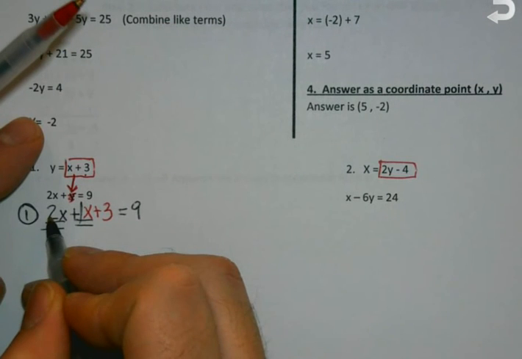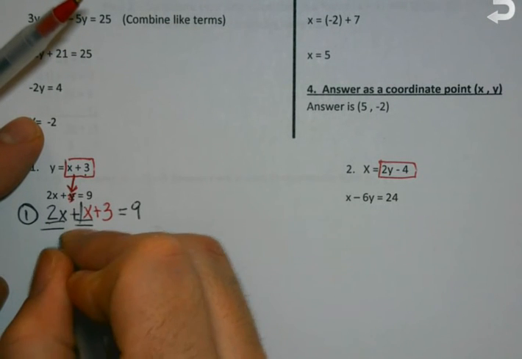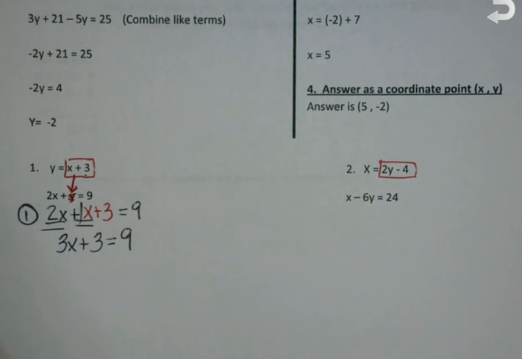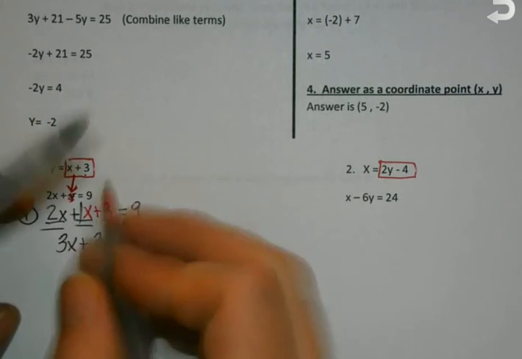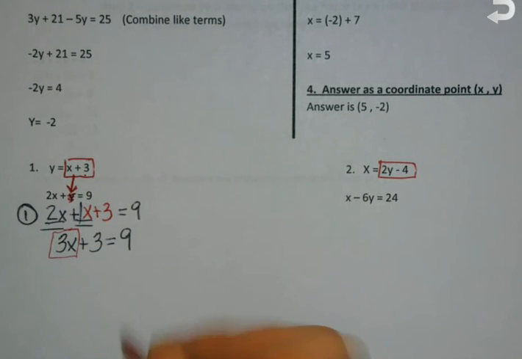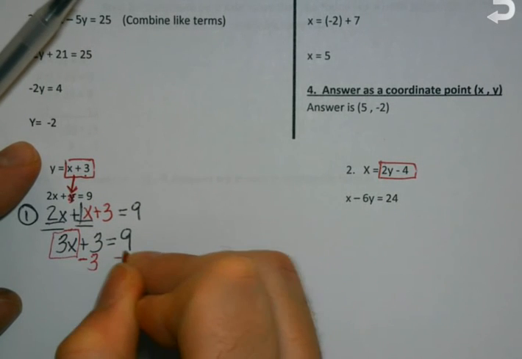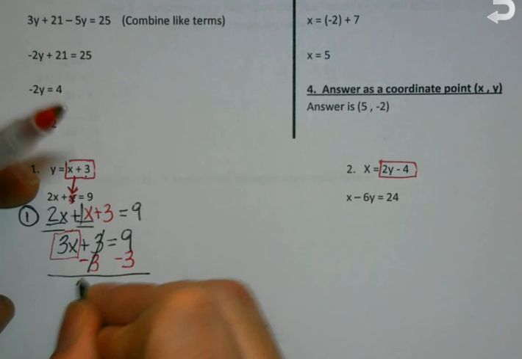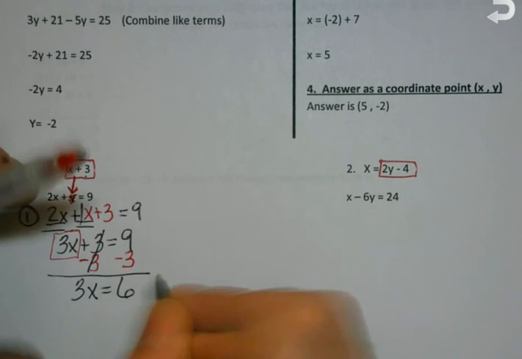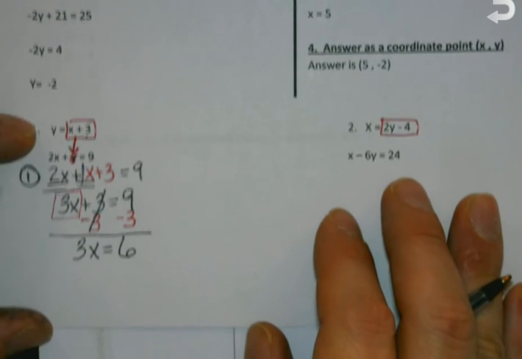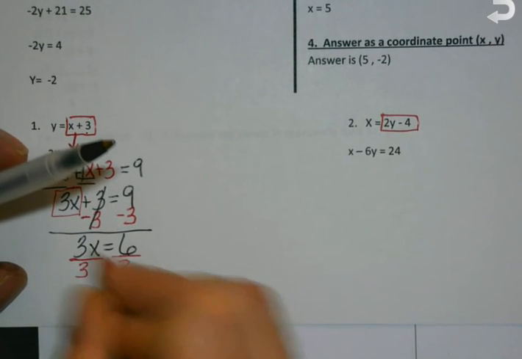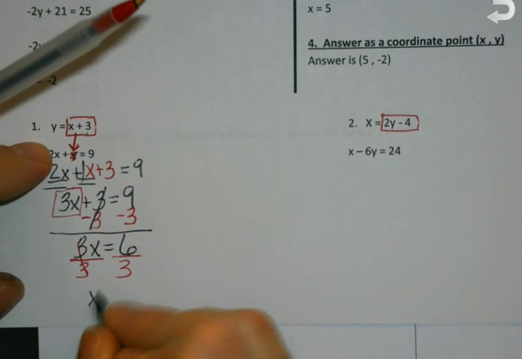So I got 2 x's. Put one more in there, gives me 3. And now it's just a regular old equation to solve for x. Get that plus 3 out of there. Divide by 3. I get my x.